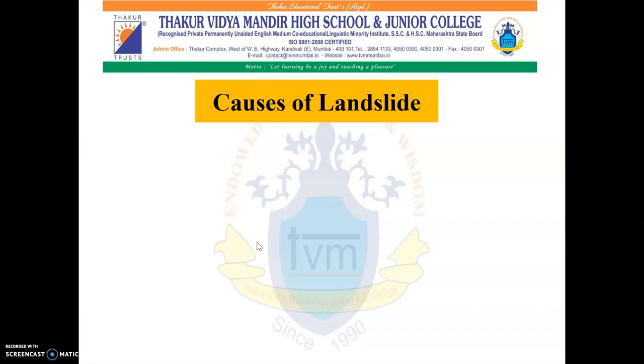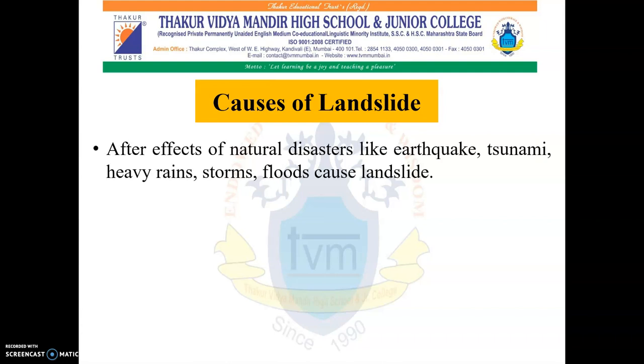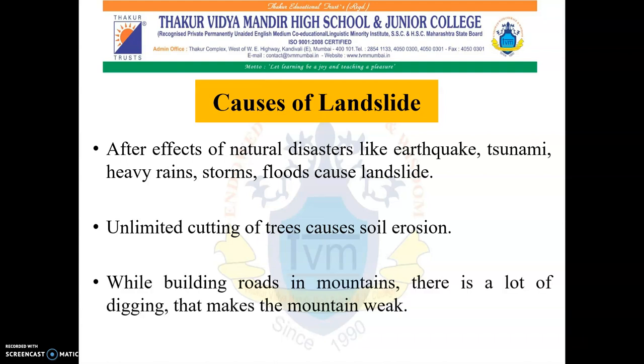Now, let us see the causes of landslide. After effects of natural disasters like earthquake, tsunami, heavy rains, storms, floods cause landslide. Unlimited cutting of trees causes soil erosion. Roots of the trees hold soil and water. They make the soil more compact and less prone to sliding. That is why unlimited cutting of trees can lead to landslide. While building roads in the mountains, there is a lot of digging. This makes the mountain weak and can cause a landslide.